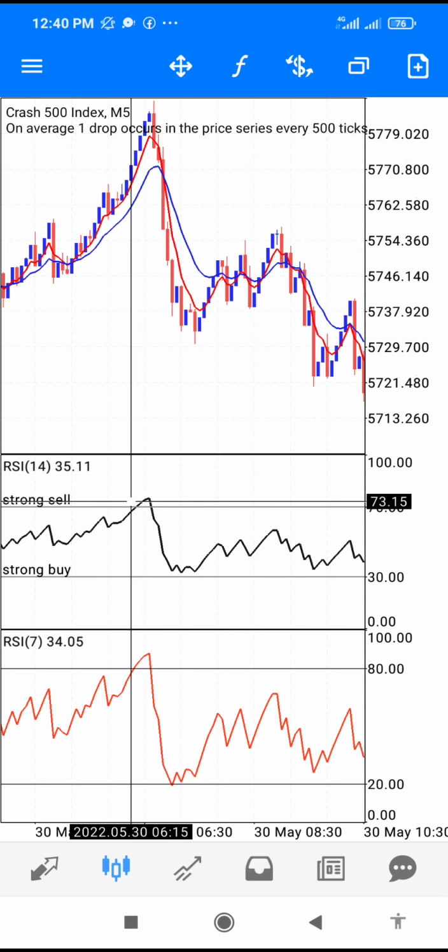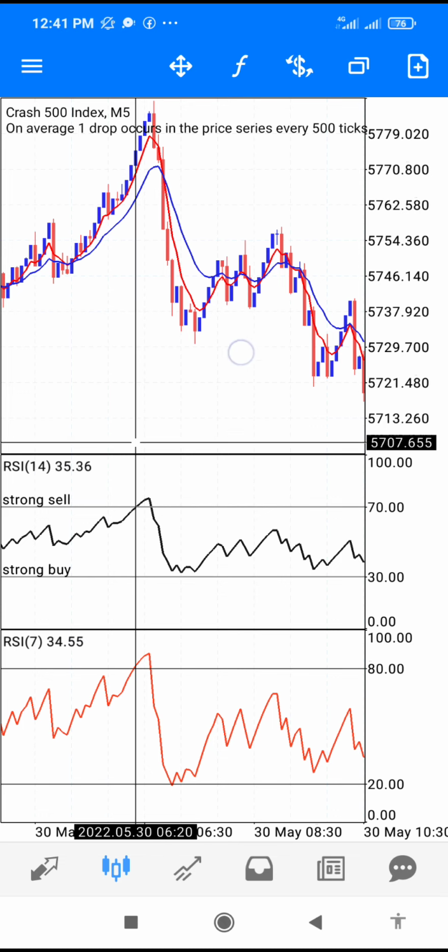Like here you see M5, it was above sell. Crash 500 is for sell only. Boom 500 is for buy only. I don't sell on Boom 500, and I don't buy on Crash 500, even though it goes well. The reason being that when it's crashing, it crashes very, very deep, and it might wipe out your account, and sometimes it might not return to that level.